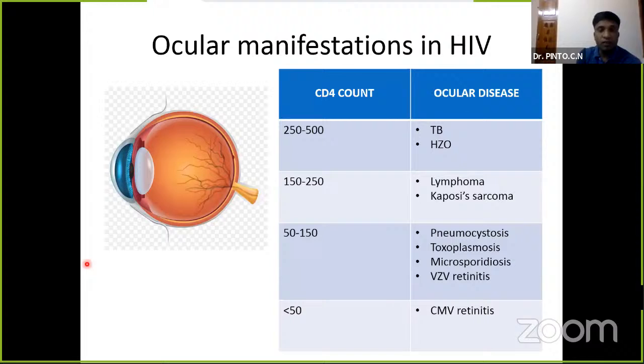The next question: what are the ocular manifestations in a case of HIV patients? You can start from the skin till the optic nerve. You have all the different manifestations, and you should remember this chart. This is very important because the ocular diseases depend on the CD4 count. Normally we divide it like 250 to 500, 150 to 250, 50 to 150, then less than 50. The most commonly asked one is when the CD4 count is less than 50, CMV retinitis is the commonest infection. You should not forget.